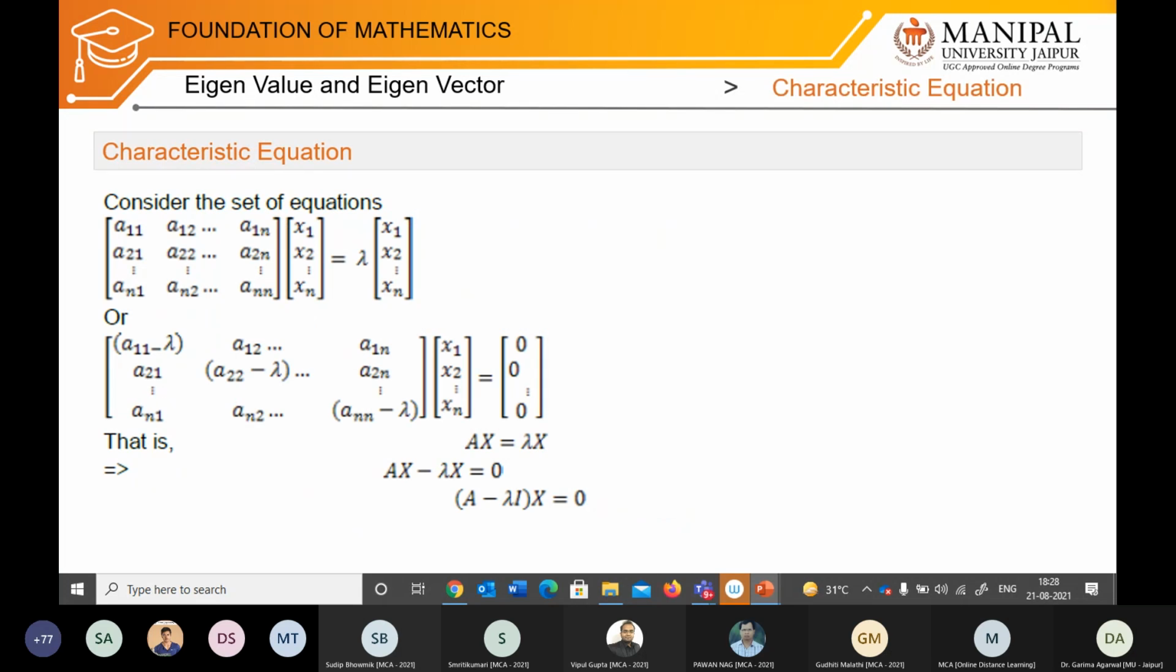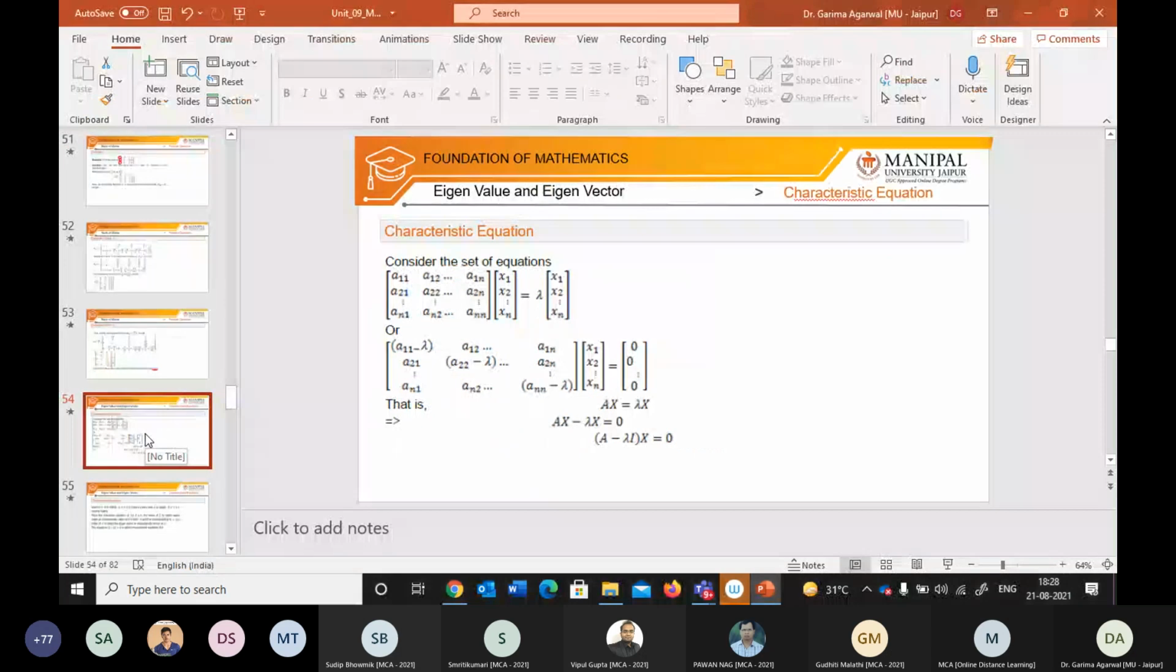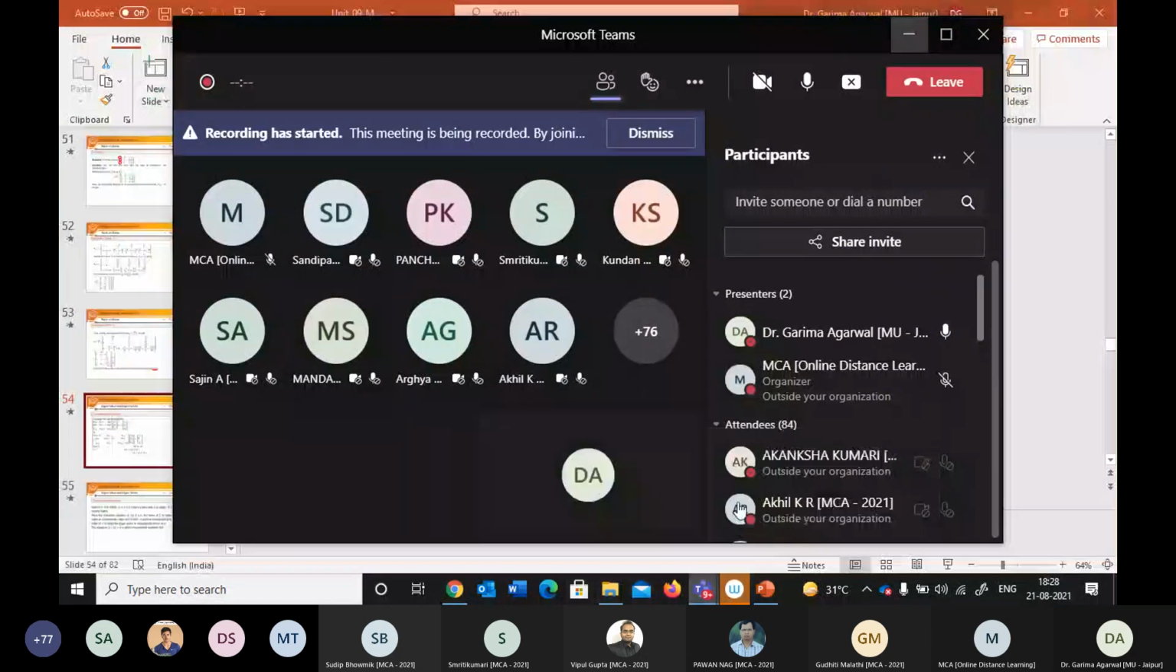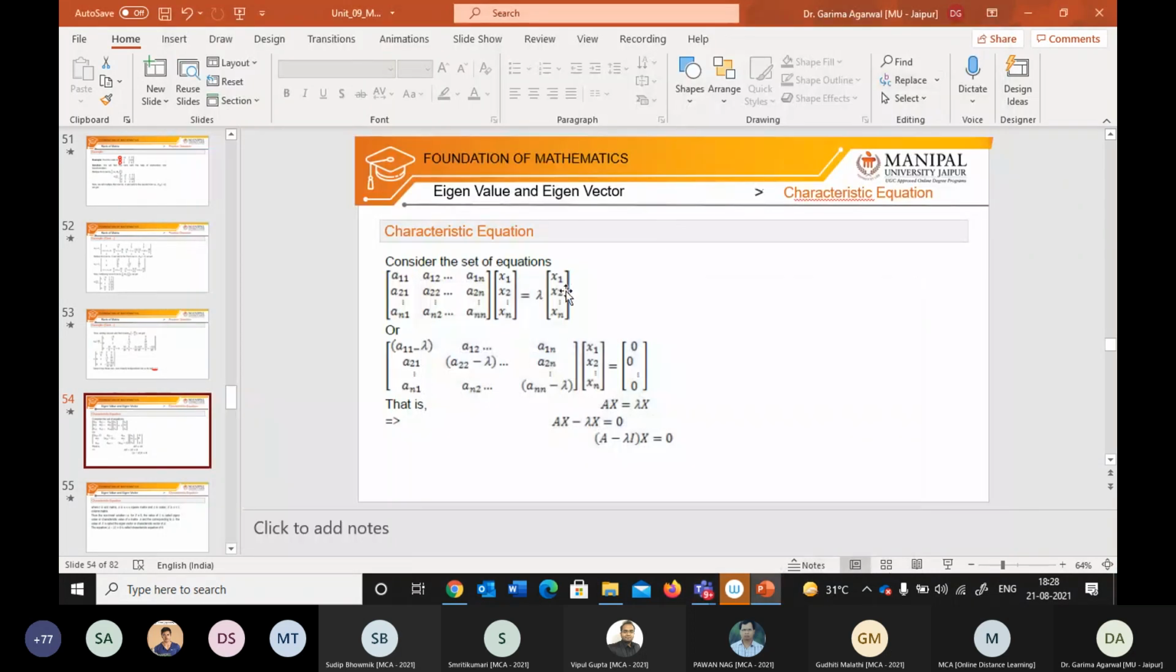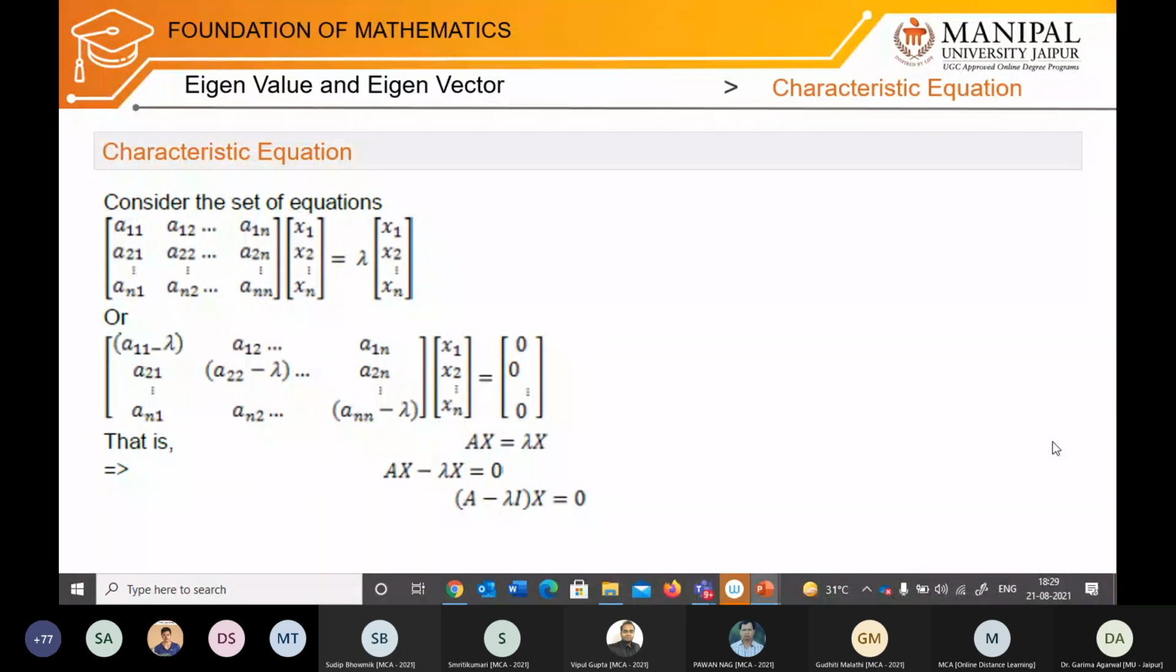So if you guys have any problem in rank of matrix, please let me know. Please raise your hand if you have any problem in rank of matrix. No? Okay, so let's discuss the next topic, that is characteristic equation.